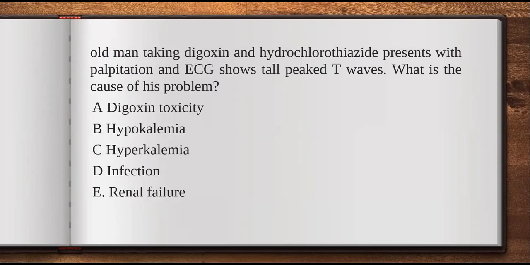Next, an old man taking digoxin and hydrochlorothiazide presents with palpitation. ECG shows tall peaked T wave. What is the cause of his problem? Remember, I discussed it in your theory class. So a patient is on digoxin and hydrochlorothiazide, presents with palpitation, ECG showing tall peaked T wave. Can anyone tell me what's going on here?